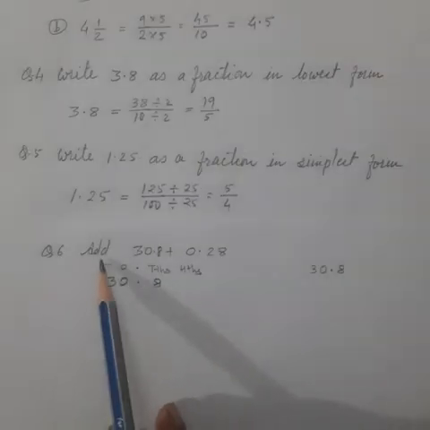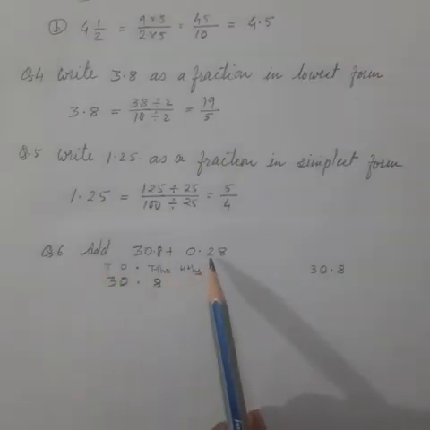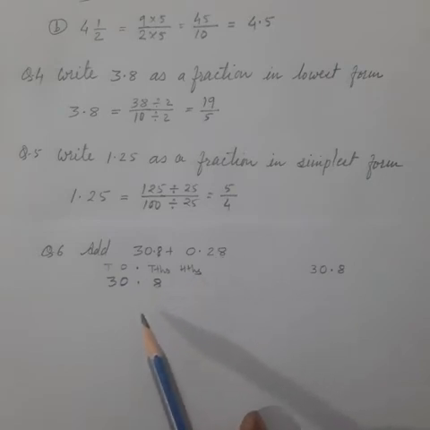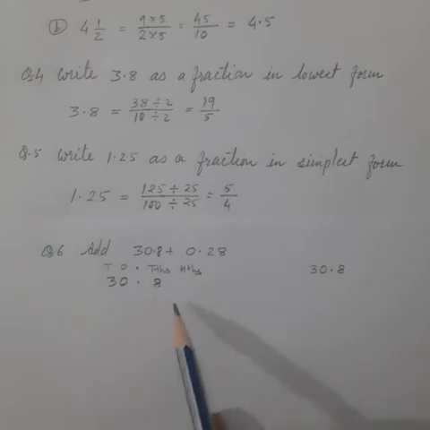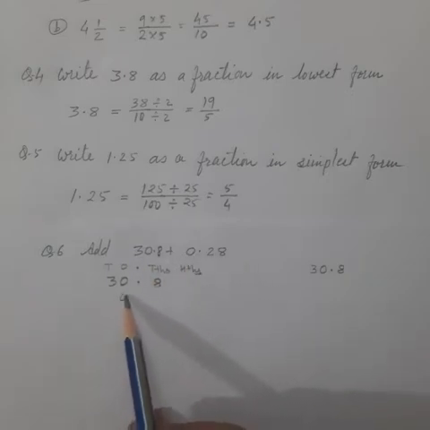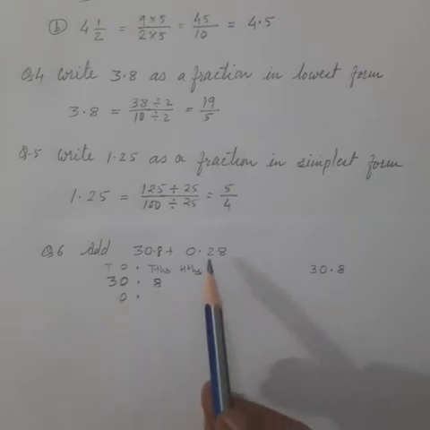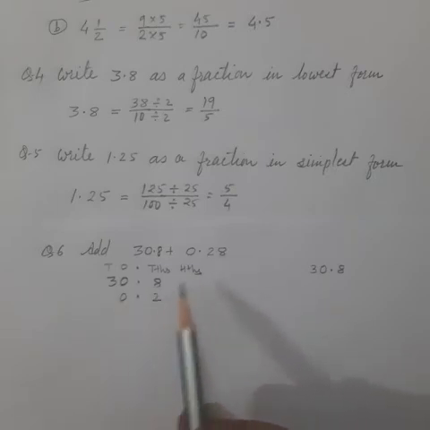Question 6. Add 30.8 plus 0.28. To add the decimal numbers, we have to write the given decimal numbers properly in the place value chart. 30.8. 0 is at ones place, point below the point. 2 is at first place after decimal point.